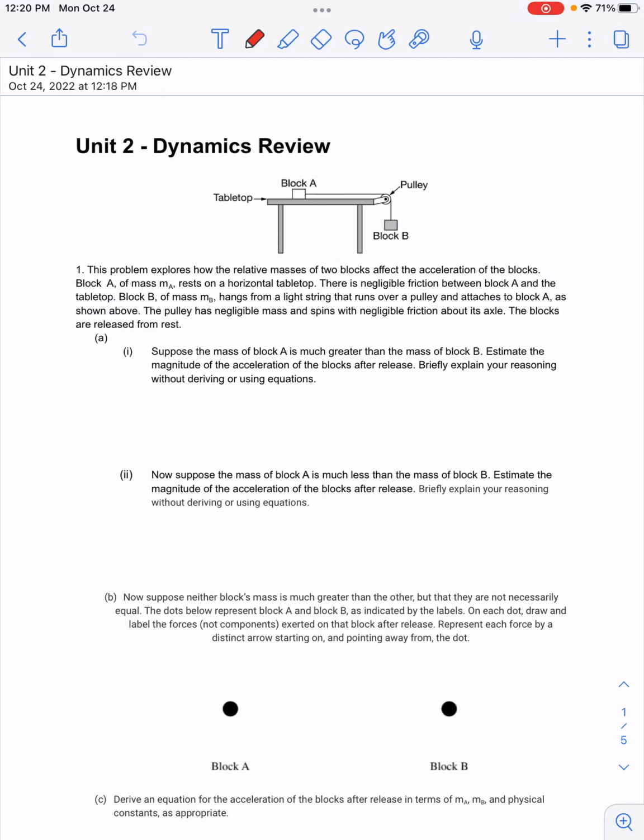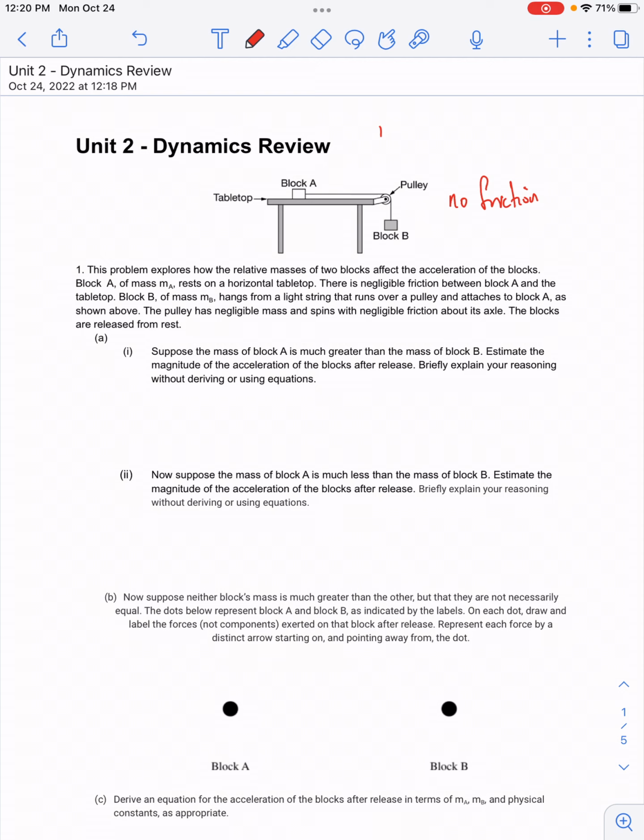All right, I'm working through the first problem in the dynamics review for this unit. In the problem, you're described block A and block B on a tabletop with a pulley. There is no friction involved, which means block A is free to move along the horizontal tabletop without any issues whatsoever. We're going to be answering questions about how the system would change based on whether block A or block B is much more massive than the other.